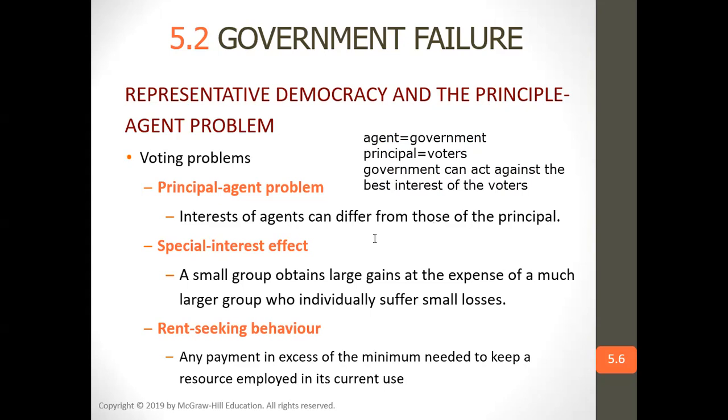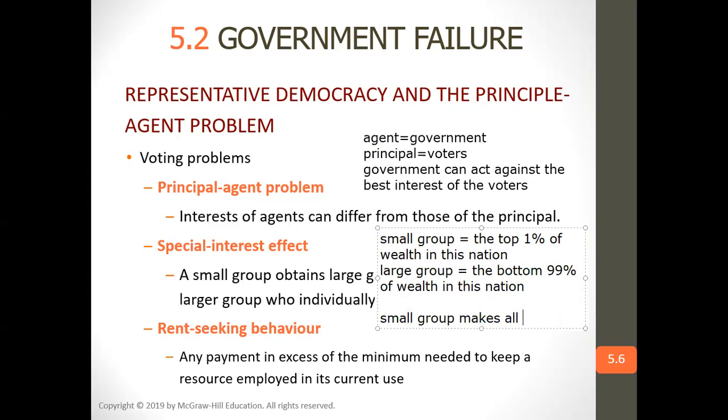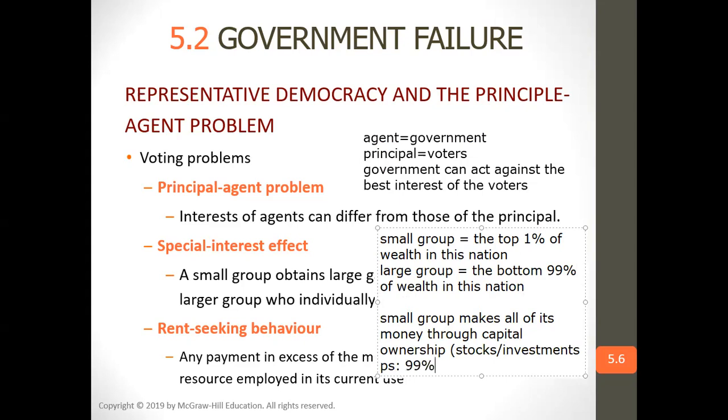In that case, the small group would be the top 1% of wealth in this nation, and the large group would be the bottom 99% of wealth in this nation. The small group makes all of its money through capital ownership: stocks, investments. That's where the wealth comes from.